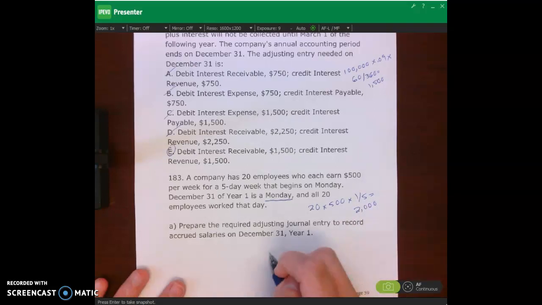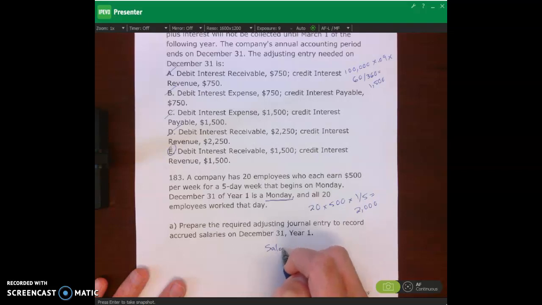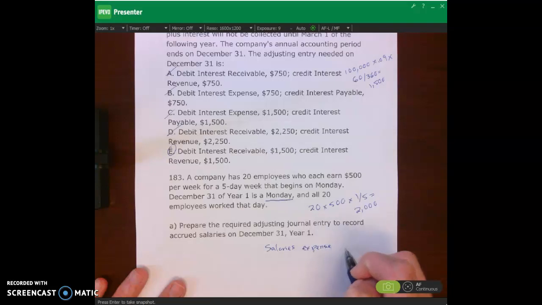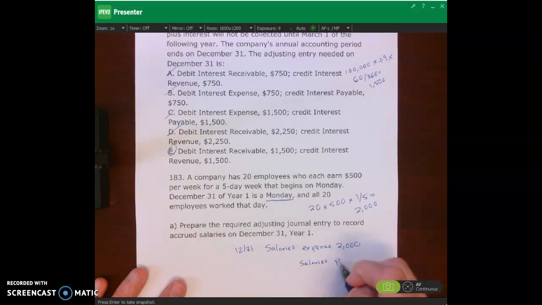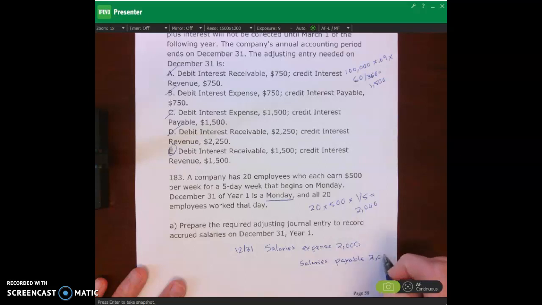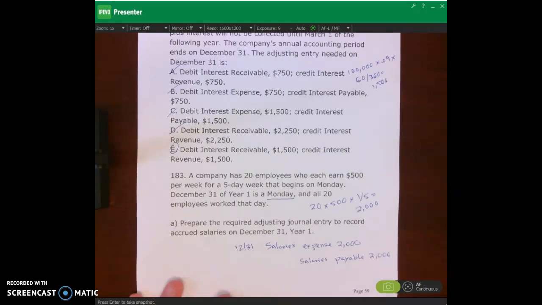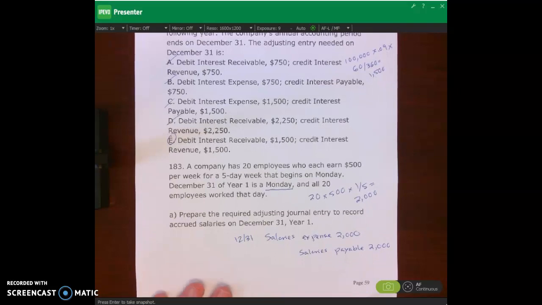So our journal entry would be debit salaries expense, $2,000, and this again would be on 12/31. Credit salaries payable, $2,000. That would be our journal entry on 12/31.